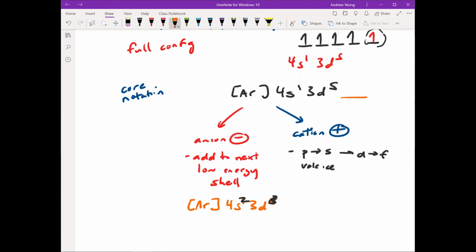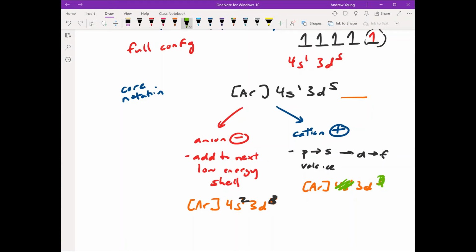If I have to, I would take this argon, what would have been a 4s1 and 3d5, and I would actually pull off, okay, I become chromium +1, I lose my 4s1. If I become +2, I now start losing my Ds. I start working into those inner orbitals, 3d4, 3d3, 3d2.